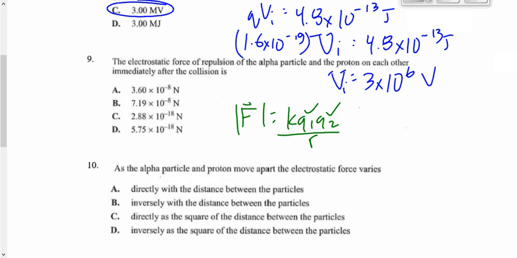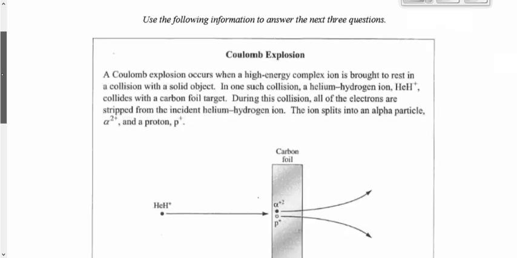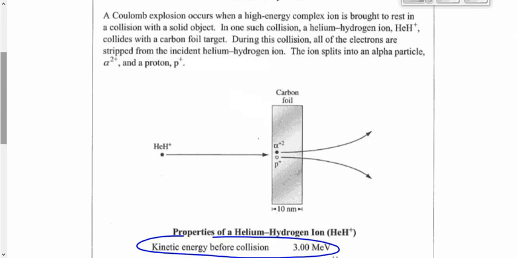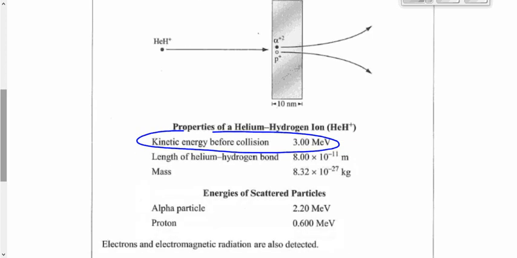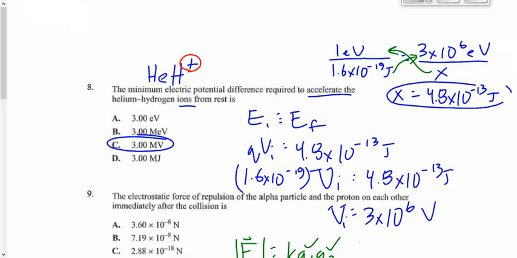The distance that we use here, the force of repulsion between the alpha particle and the proton. It says the ion splits into an alpha particle and a proton. It splits into these two particles. So if it splits into these two particles, then the distance between them right after the split is going to be the length of the bond. It's the length of that bond just before they split. So it's 8.0 times 10 to the negative 11 meters. Of course, we got to square that.